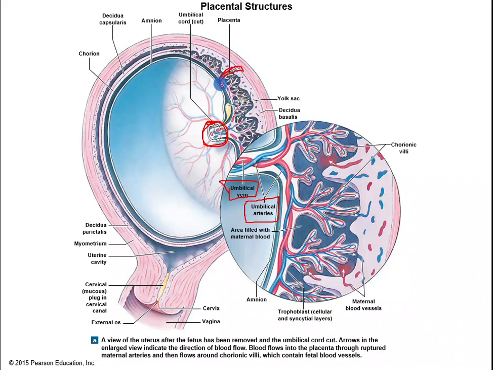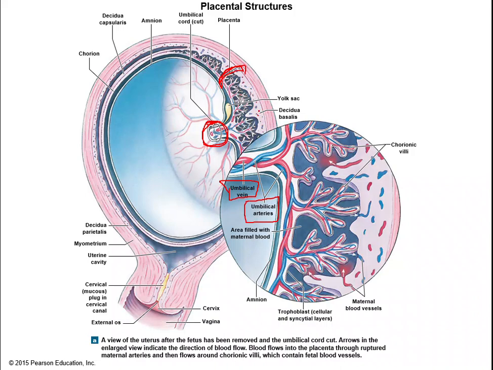So the placenta, like I said before, is actually made of the chorionic villi. Here they are. That's the fetal component. And then it is made of the decidual basalis. The decidual basalis is basically the deepest layer of the endometrium. It's the deepest layer of the endometrium.